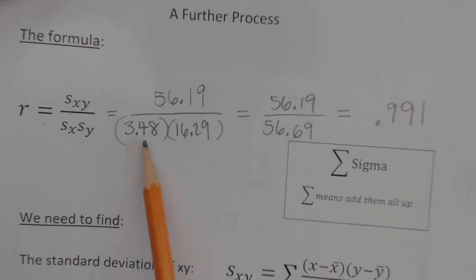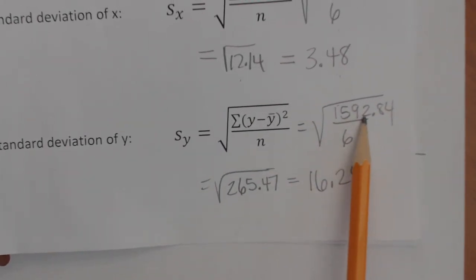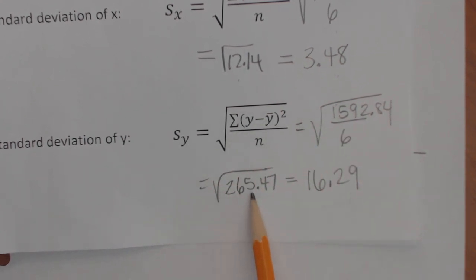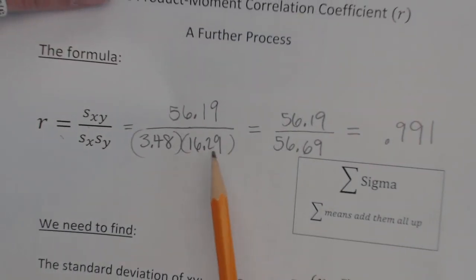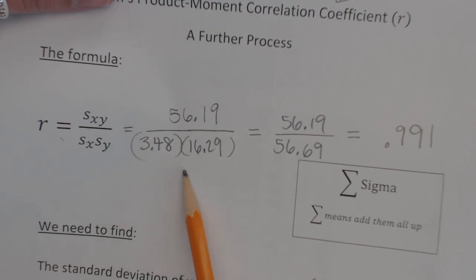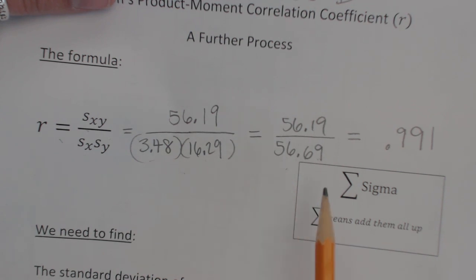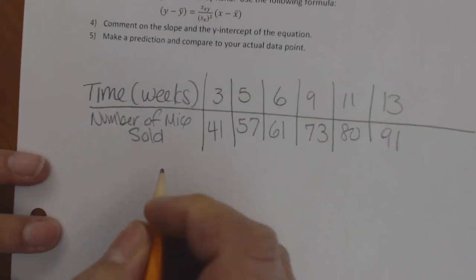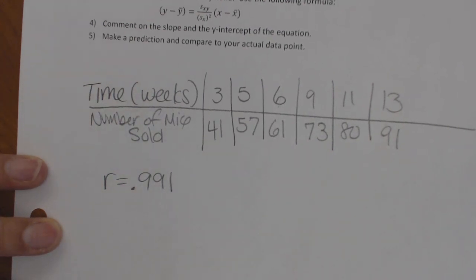3.48 goes here. Then we go back to that sheet. We take that sum of y minus y bar quantity squared, divide it. Please again do this in that one step here. Then don't forget to take the square root, 16.29, and that comes up here. So here are those 3 numbers. Multiply the bottom and then divide, please. Keep it simple. Do one step at a time. We come out with an R of 0.991. So I'm just going to write that down. R equals 0.991. And so that was calculating it by hand.